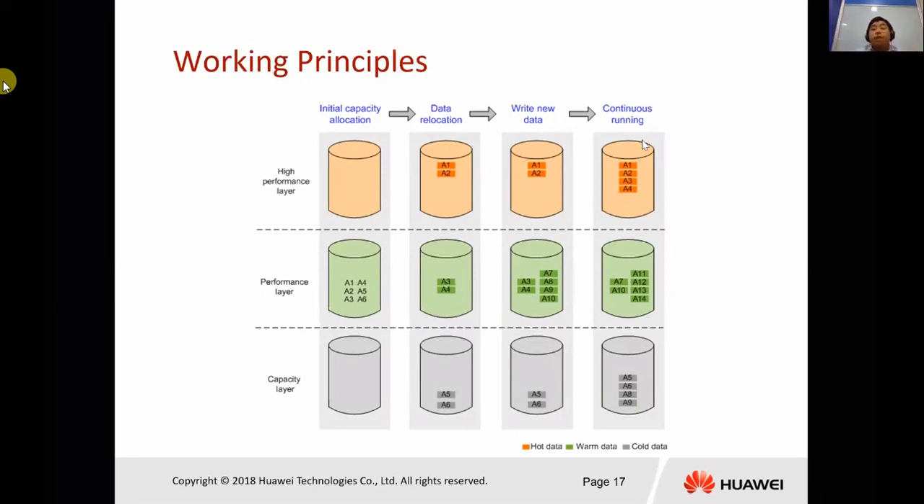Okay? So basically, it will monitor each and every one of your data here, because today your data might be cold data, tomorrow this one might be hot data already. So it will monitor everything, then relocate accordingly to how frequently you access it from the storage itself. So the more frequent, you go higher. The less frequent, then you go to the capacity tier. Okay? So this is the working principle of the smart tier itself.